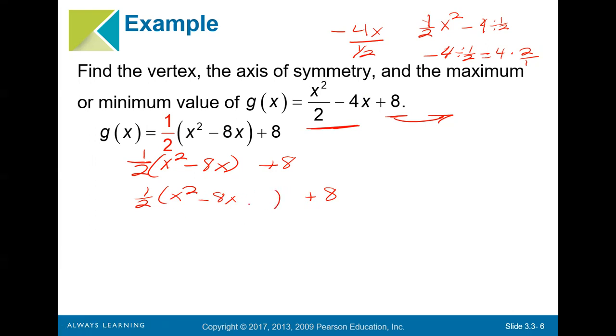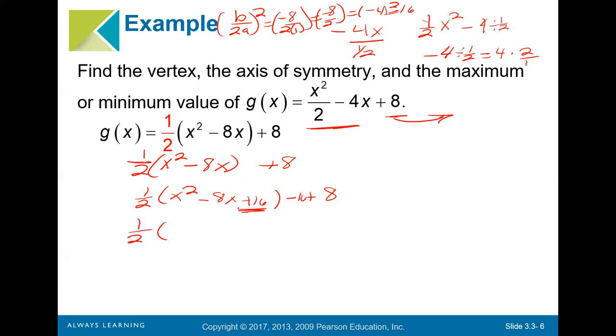Okay, so I'm going to find what makes this a perfect square here. Remember, we're going to take b over 2a and square it. Well, b in this case is -8 and a is 1. Okay, so I got -8 over 2, which gives me what? -4. And when I square it, it gives me +16. So I'm going to add 16 here, and I'm going to subtract 16. So now I got a half. And I'm going to rewrite this in a perfect square.